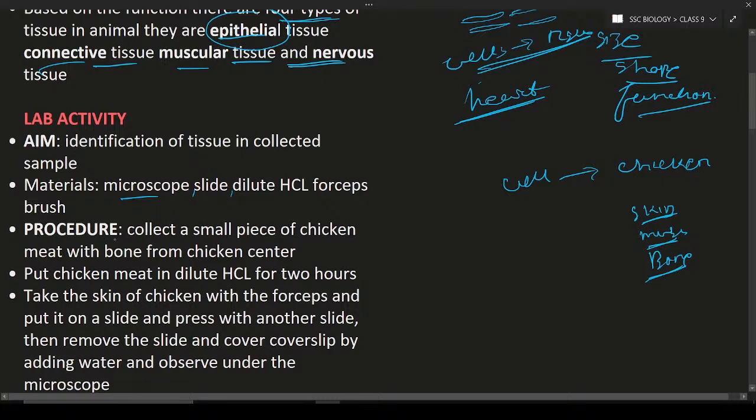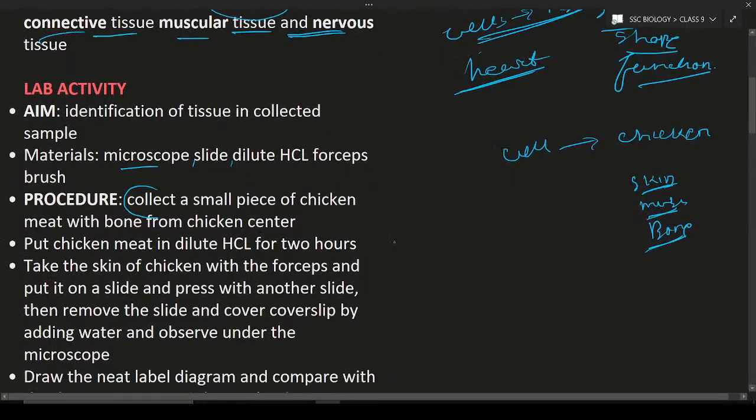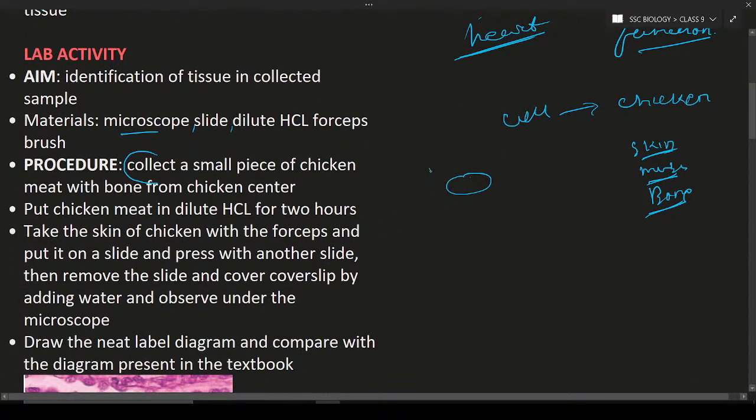Next is the procedure. We collect a small piece of chicken meat with a bone from a chicken center, as we just discussed. Now we put the small chicken piece into a beaker containing dilute HCl. What is concentrated and dilute HCl? These refer to the strength of the acid. If you take the acid straight from the bottle, it is concentrated, which has a lower pH, around 1 to 2.